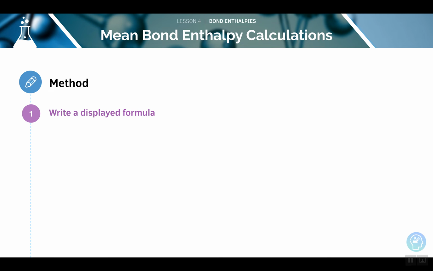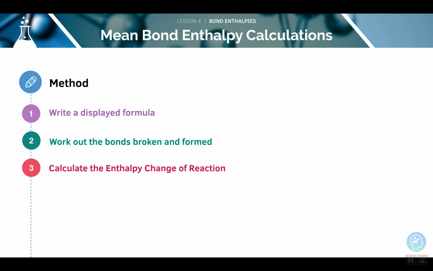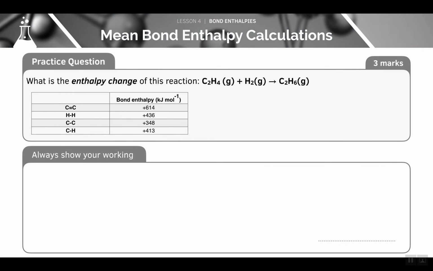Here's a method to calculate mean bond enthalpies. First, we write out the displayed formula. Then, we work out the bonds broken and formed. And finally, we can calculate the enthalpy change of the reaction. Let's try a practice question before we finish the video. Pause the video now to attempt this on your own.